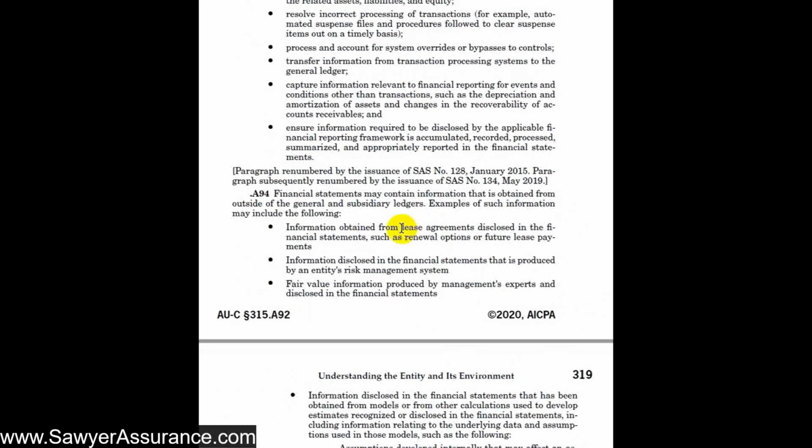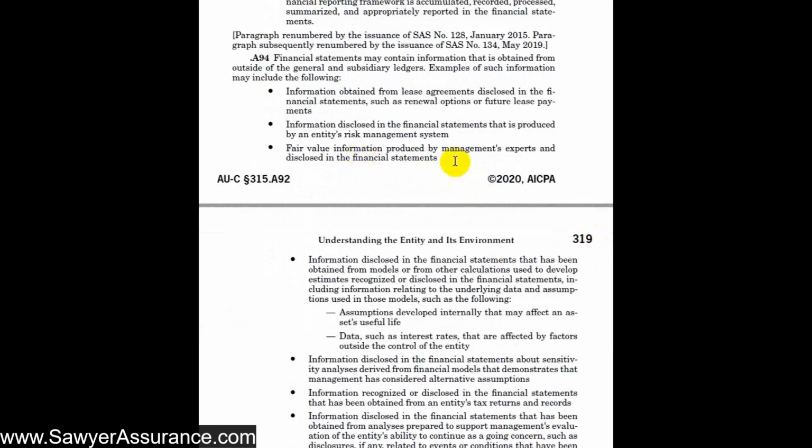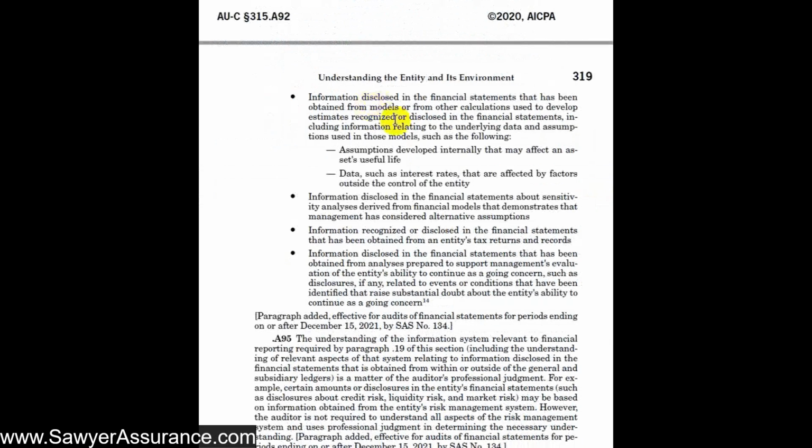I have a few examples here. There's a requirement to have a footnote that lists the future lease payments on non-cancelable leases, so we need to understand how they figure out what those amounts are. We've also got fair value information, which they obtain outside of the financial statements. For instance, maybe they ask their broker what the fair value of certain investments is, or maybe they have a valuation performed. If they have certain models that they use to determine financial statement information, then we need to understand how those work and where they get the inputs and the assumptions they use.